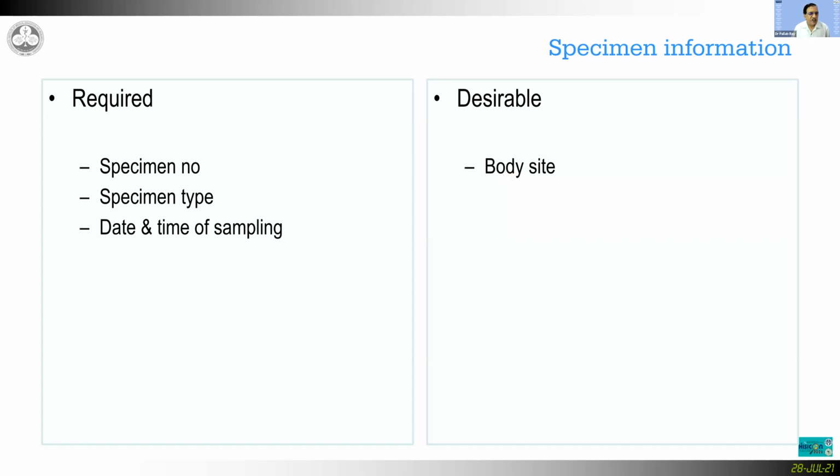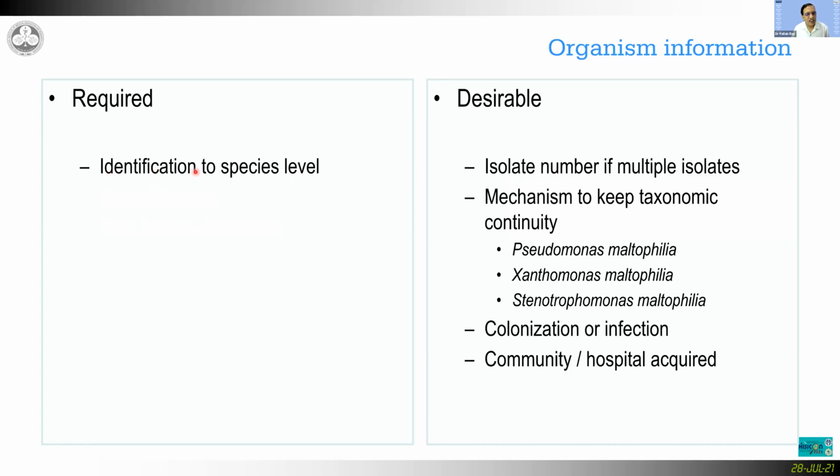Then organism information. Required is identification to species level. Desirable is the isolate number if there are multiple isolates, and a mechanism to keep taxonomic continuity. That means certain organisms have changed their names at various periods. For example, Pseudomonas maltophilia becomes Xanthomonas maltophilia, becomes Stenotrophomonas maltophilia. So there should be a mechanism to identify and merge them later on for analysis over a period.